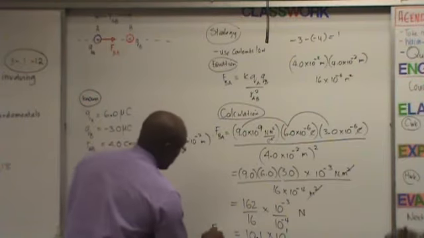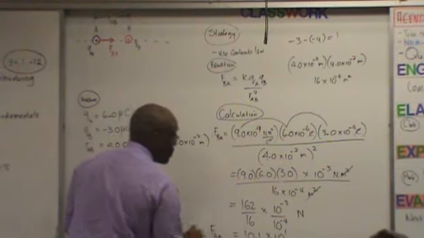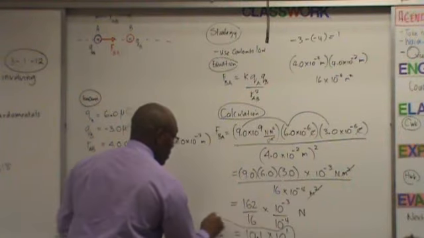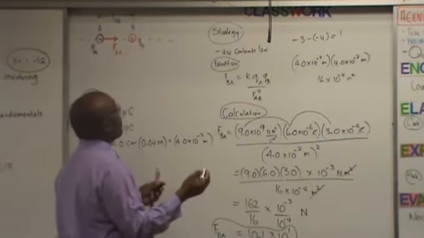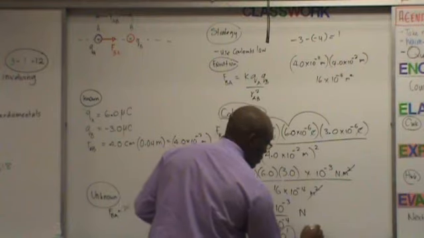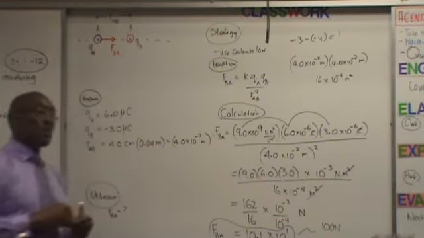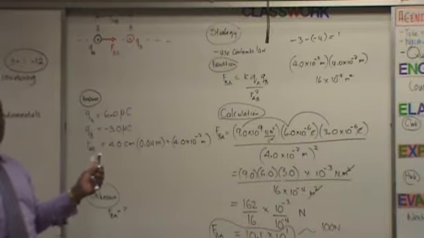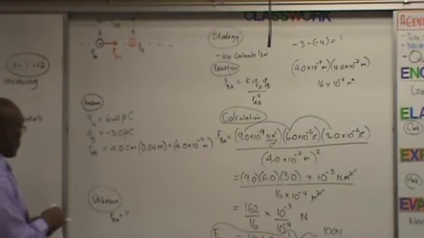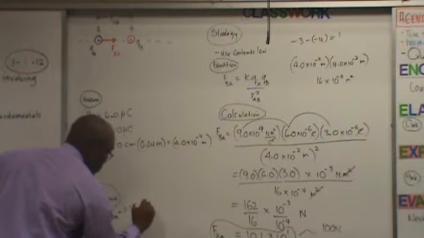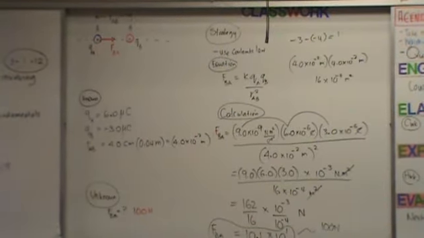So our answer for this force is right there. So let's just round it up and call it 100 newtons. That's what it is. 10 times 10 to the 1 is 100, right? So we have found this. That's 100 newtons. Okay? That's the first part of the problem.